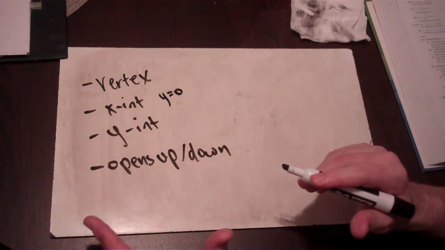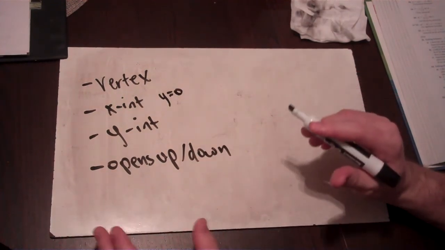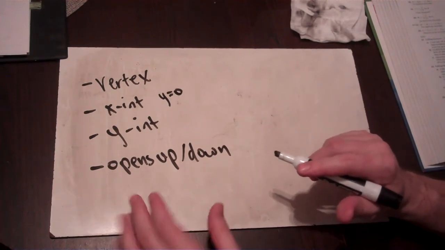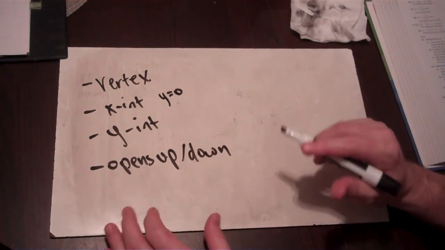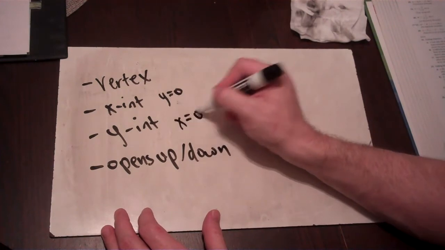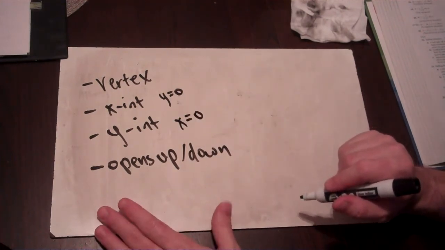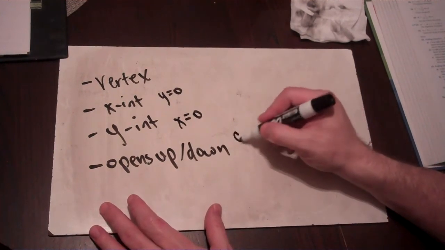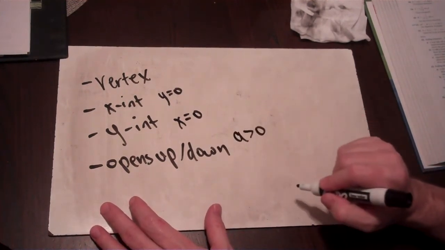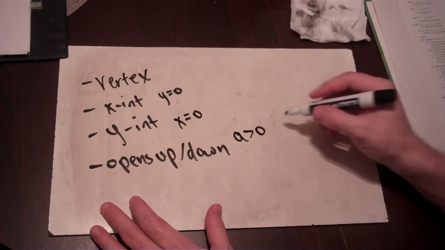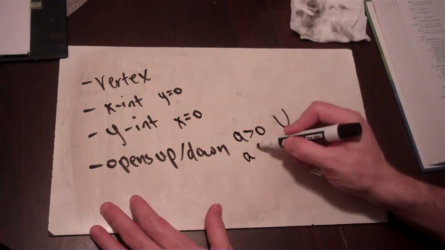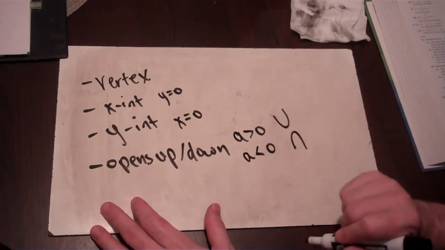And whatever x's we find, it's typically 2. Sometimes there's none. Those are the x-intercepts. For the y-intercept, x is equal to 0. We're just going to set x equal to 0 and solve for y. There's always a y-intercept and we'll find it. Opens up or down. If the first coefficient is positive, it opens up. If the first coefficient is negative, it opens down.